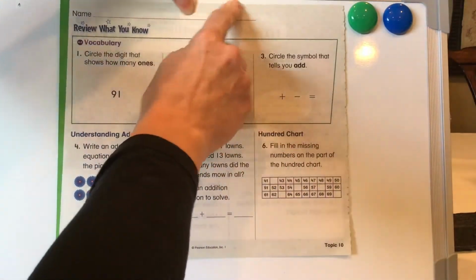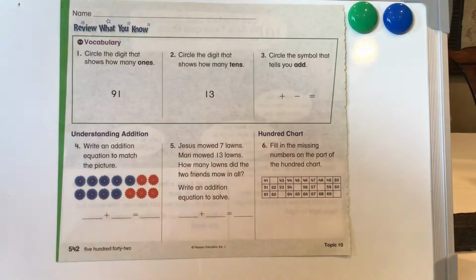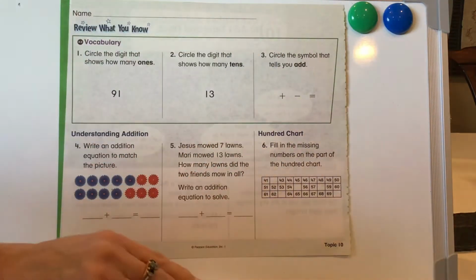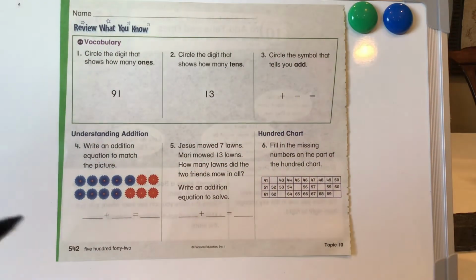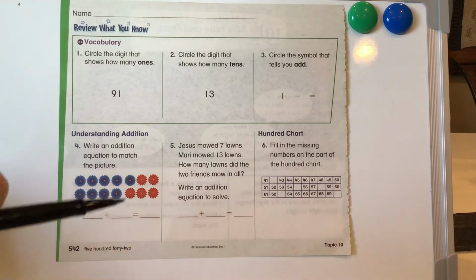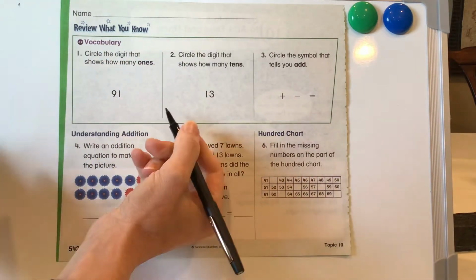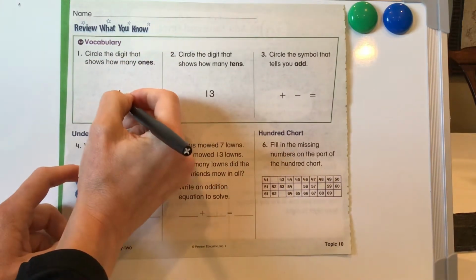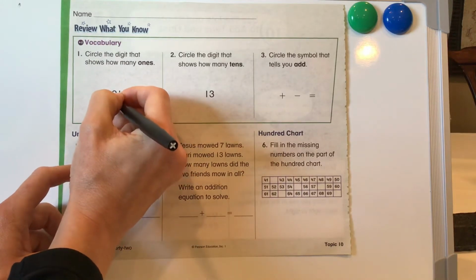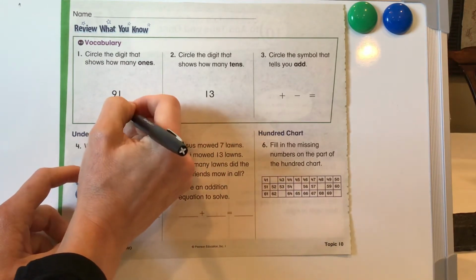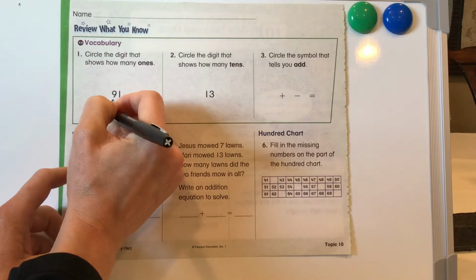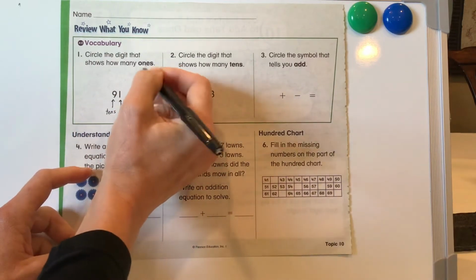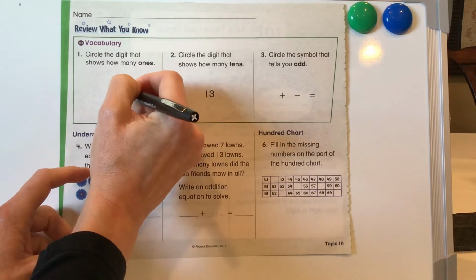All right, we're going to go for our review for topic 10. This is basically review of topic 9 and just making sure that we understand the skills going into topic 10. Circle the digit that shows how many ones. Well, we know this is our ones place. This is our tens place. Okay, so that's ones, tens, and we're circling the ones.